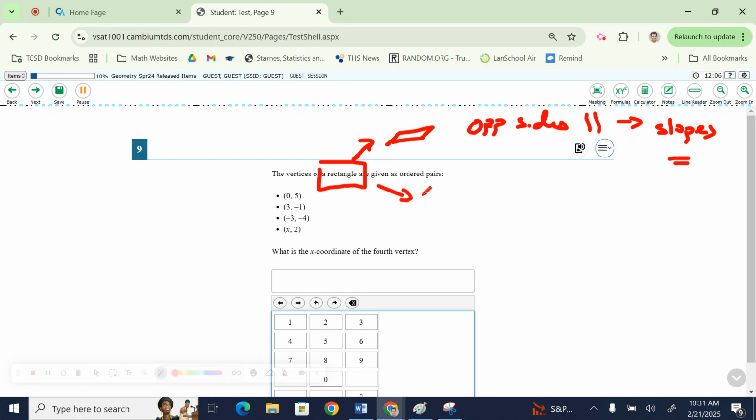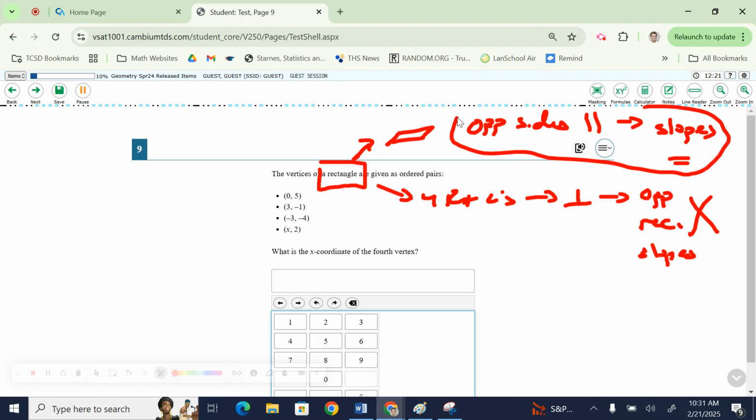Now a rectangle has 4 right angles. So we also have to be aware that consecutive sides are going to be perpendicular, which means you're also going to have opposite reciprocal slopes. But I don't think we need this. I think we'll be okay if we stick with the parallel idea. All right, so that's what I'm going to go with.